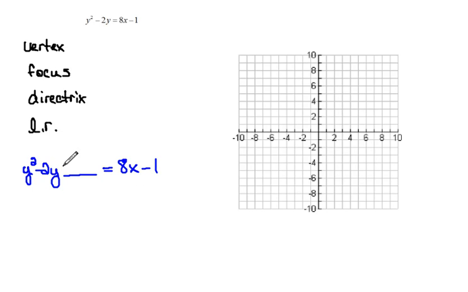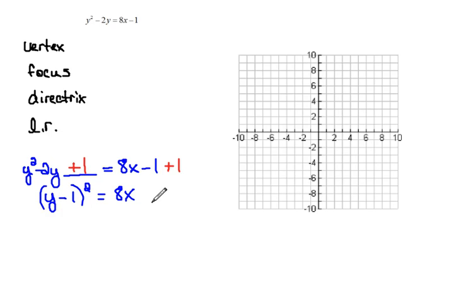Now your procedure for completing the square was to take half of the middle term, so half of negative 2 would be a negative 1, and then we square it, so that would be a positive 1. Now because we added it to one side, we have to also add it to the other side to balance everything out. And by completing the square, now this will factor into y minus 1 squared equals 8x. If you need to review completing the square, you can also go back and do that because that's an important topic to review.